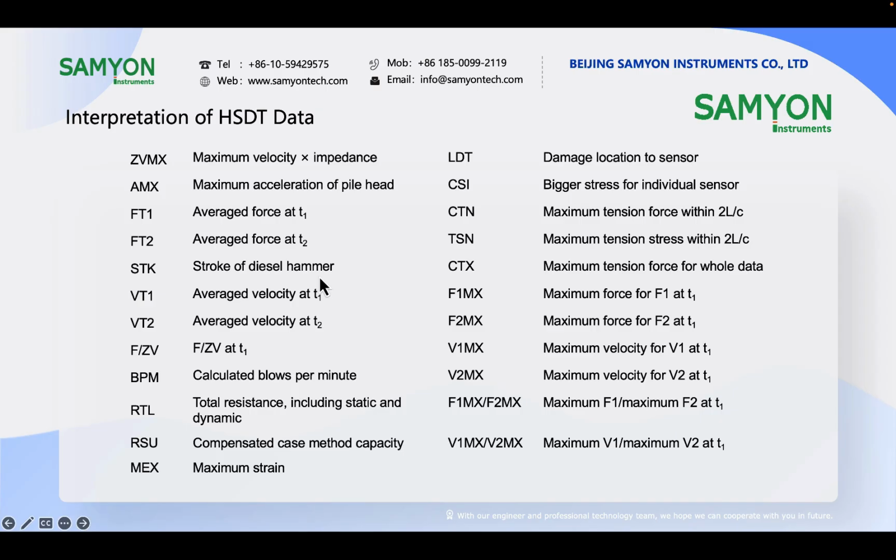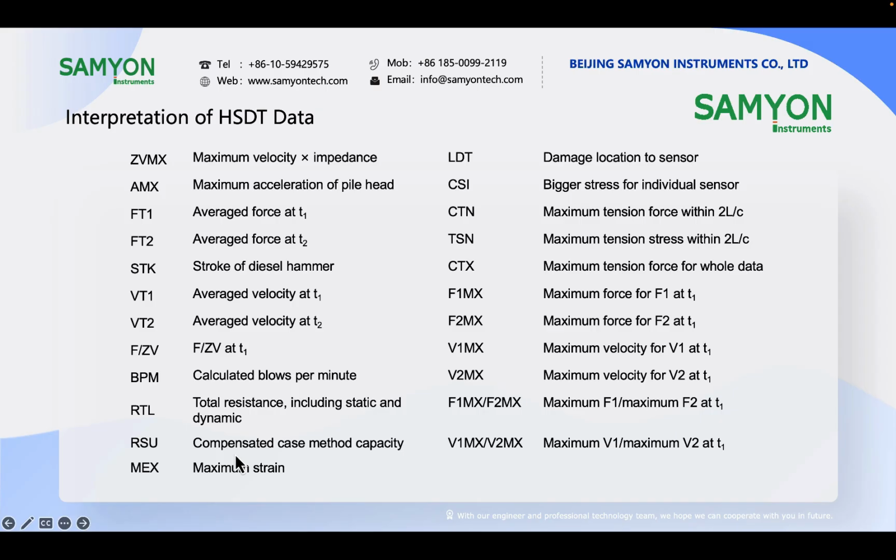STK, the stroke of diesel hammer, is calculated and usually used for diesel hammer. VT1, VT2, similar to FT1 and FT2, is the averaged velocity at time t1 and t2. F over ZV is F over ZV at time t1. BPM is the calculated blows per minute. RTL is the total resistance. It includes static and dynamic resistance. It is used to calculate the case method capacity.